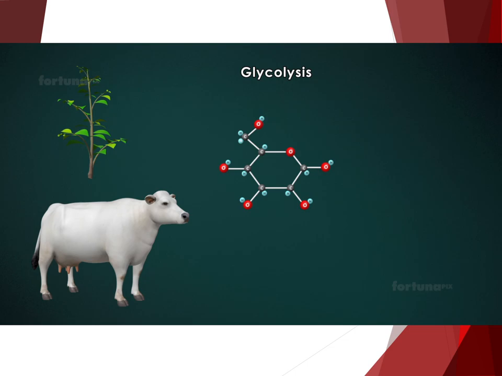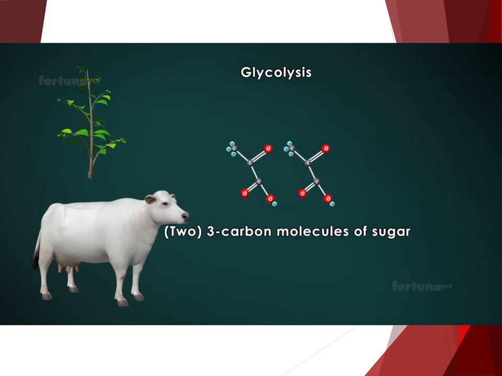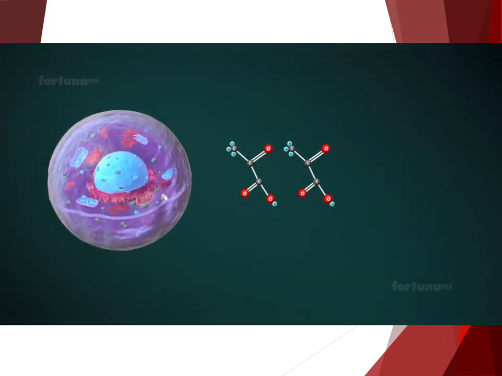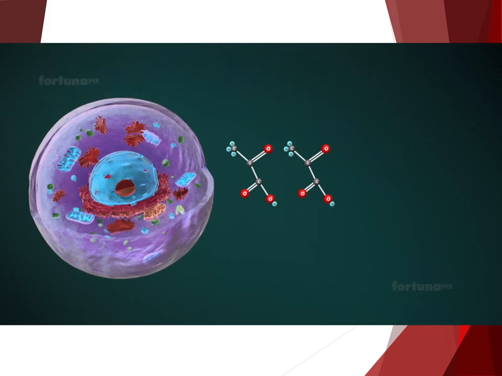During glycolysis, a 6-carbon molecule of sugar in the form of glucose will be broken down into 2 3-carbon molecules of sugar in the form of pyruvate. The process requires no oxygen and occurs in the cytoplasm of a cell rather than in the mitochondria.